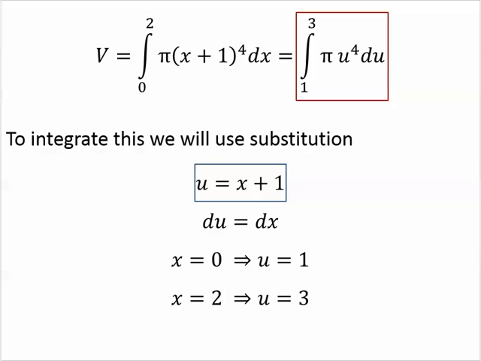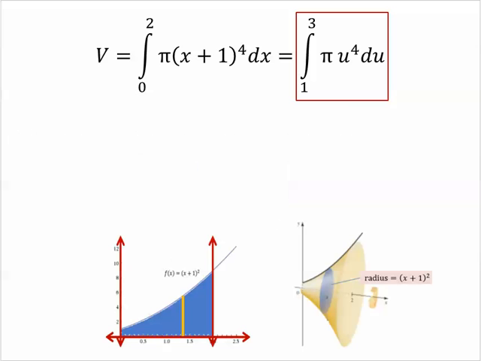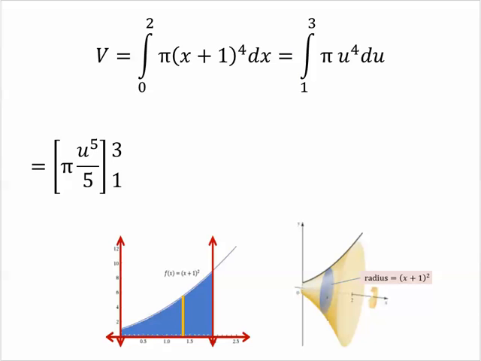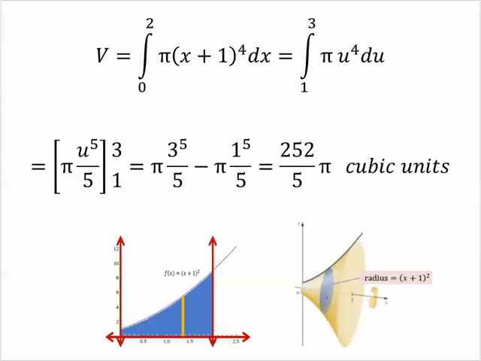Do all your substitutions. Instead of a bound from 0 to 2, we have a bound from 1 to 3. Instead of x plus 1, we have u. Instead of dx, we have du. Once you do all that work, it's just a matter of integrating and evaluating. So when you integrate, you get u to the fifth over 5. And then when you evaluate, you're evaluating from 1 to 3. When you evaluate, you get 252 divided by 5 times pi. And those are cubic units.